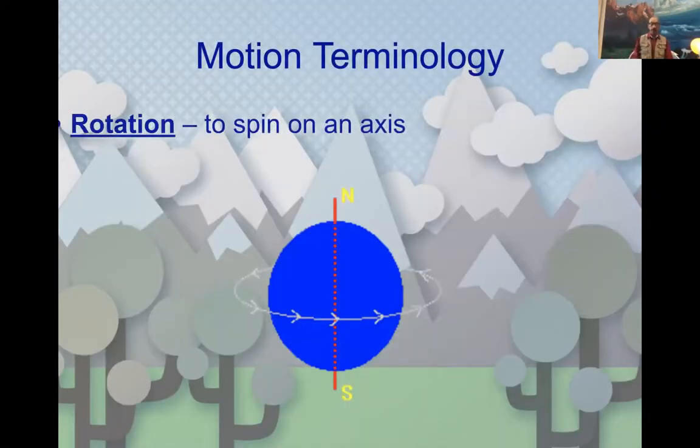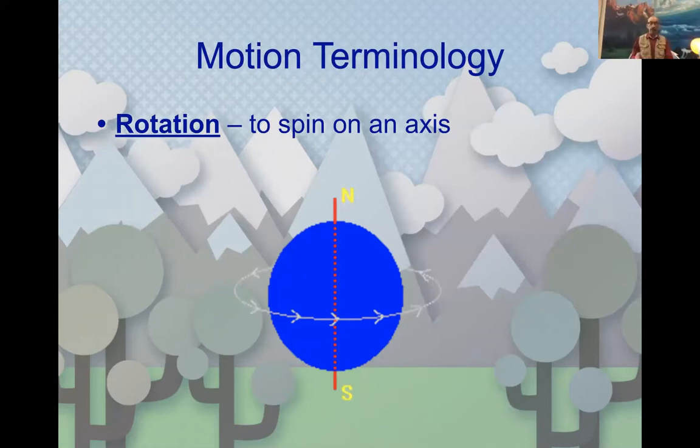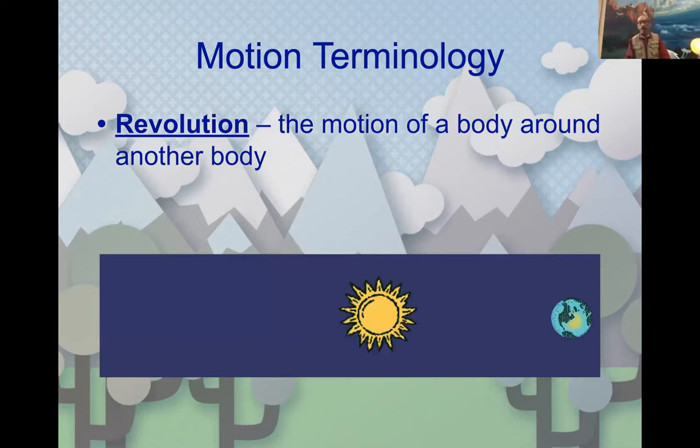Motion terminology. Again, rotation is the spin on our axis. Now in this image, we see that the axis is pointing straight up. But our planet, again, is tilted at an angle of 23.5 degrees, and it stays at that tilt.